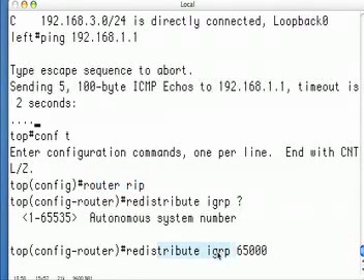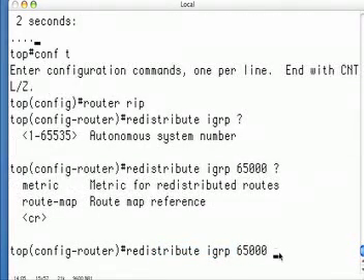I'm redistributing from IGRP autonomous system number 65,000, and I can do it with a metric or a route map. We're not going to talk about route maps today. Why do I have to specify a metric? We know what the IGRP metric is. Well, the problem is that metrics in different routing protocols are not comparable.